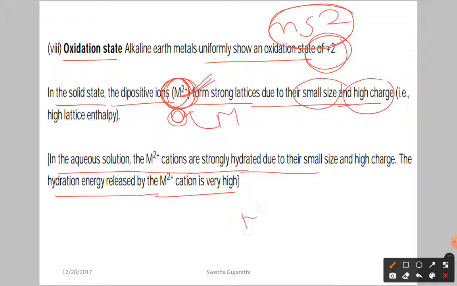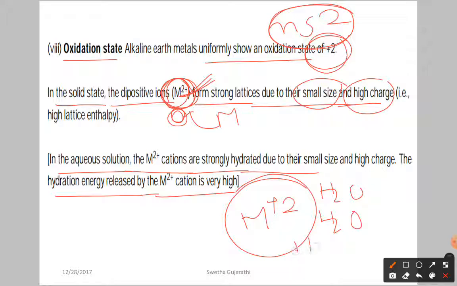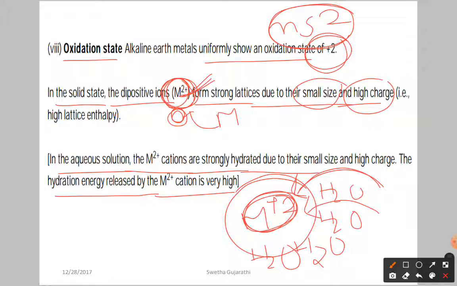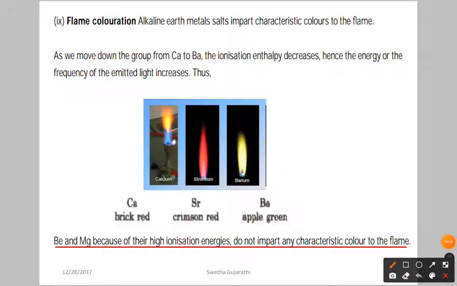So hydration enthalpy, we already discussed what happens here. This cation is going to hydrate, that is, it is going to attract the water molecules around it. During that process, some amount of energy is liberated, that is called hydration enthalpy. So here we have the +2 charge and smaller size, so it is going to attract more water molecules. Because of that, it is going to liberate more energy, which means the hydration enthalpy is more. Next we have flame coloration.